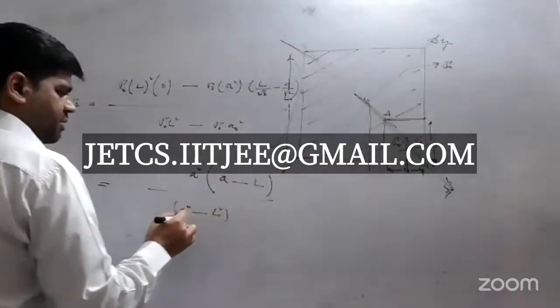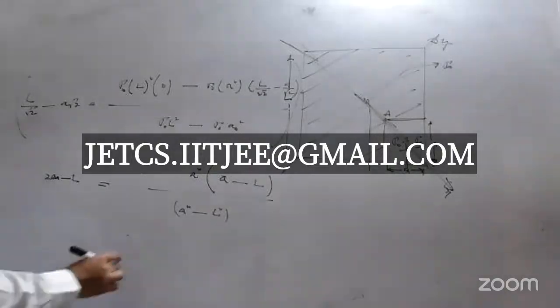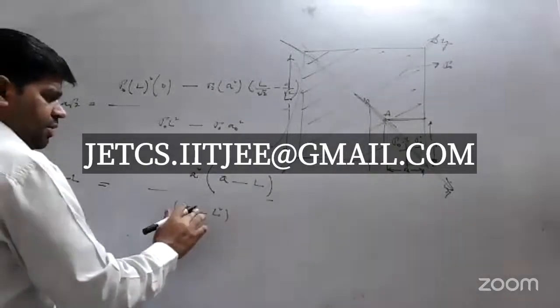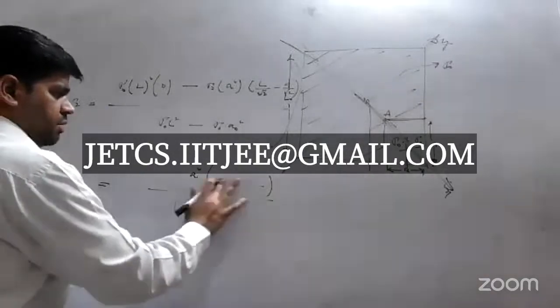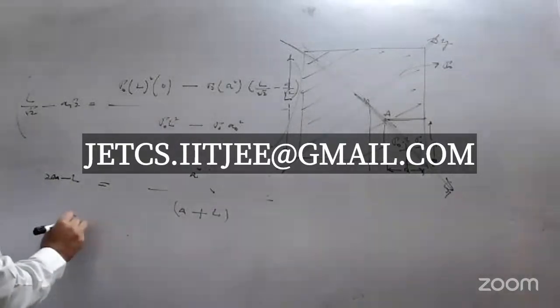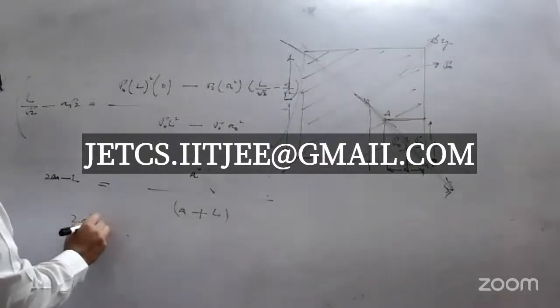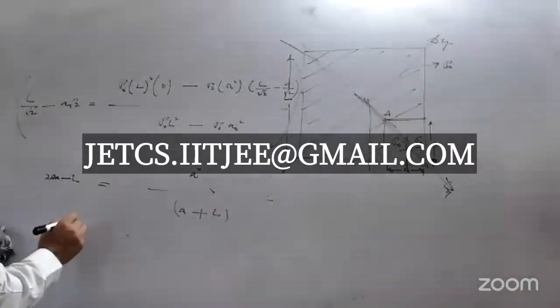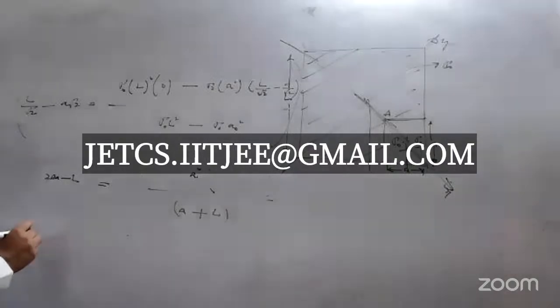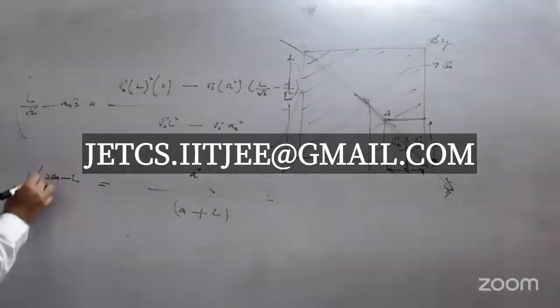I'm just simplifying. I'm doing maths. Alright, nothing more than that. If this is a minus L, this is a plus L. So a plus L into a minus L. A minus L is cancelled out. What I'll get is a plus L here. Cross multiply, 2a square. I want a by L, right? I'll take L common from here.